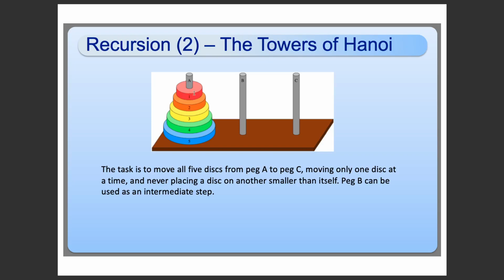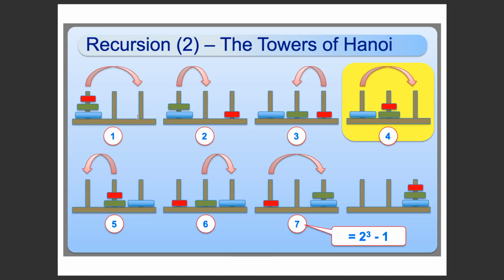Okay, so we want to shift the whole pile from this peg to this peg, but there's one constraint. The constraint is that you can't put a larger disk on top of a smaller disk. So we couldn't have, say, 4, 3, 2, 1, and then 5 on top of that. That would be illegal. So we can never place a disk on another one that's smaller than itself. We do, however, have this intermediate peg here, which can be used as a storage place for disks as we move everything across to peg C. Okay, so let's have a go at trying to solve this problem.